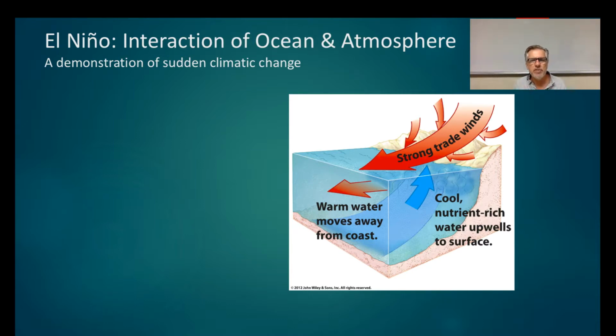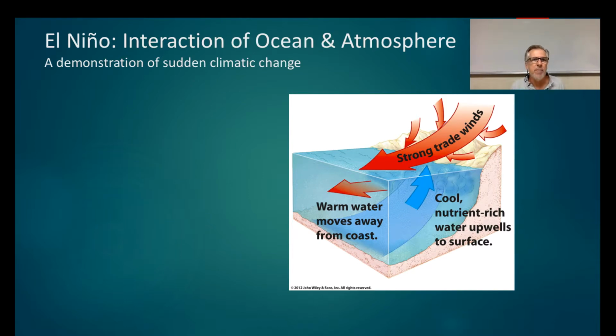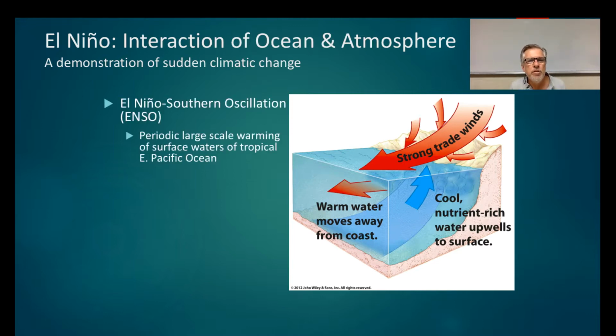Next, I want to cover several topics that I didn't really know where to fit in, but I thought you should know. One is called El Niño. It's also called the Southern Oscillation. So sometimes it's called ENSO, El Niño Southern Oscillation. And it really is this phenomenon that is an amazing interaction between the ocean and the atmosphere. And it's really a demonstration of how sudden climatic change can occur when you get a radical shift in ocean and wind patterns. And it occurs when there's large-scale warming of surface waters in the tropical eastern Pacific Ocean.